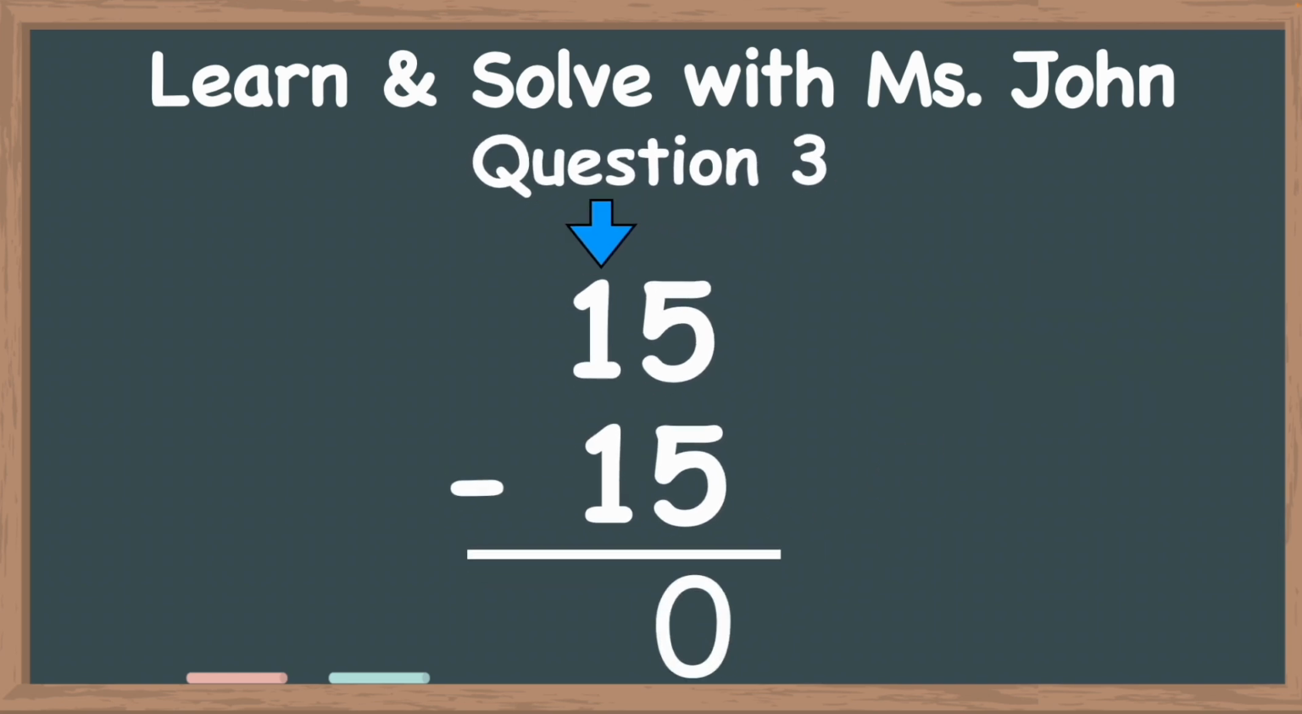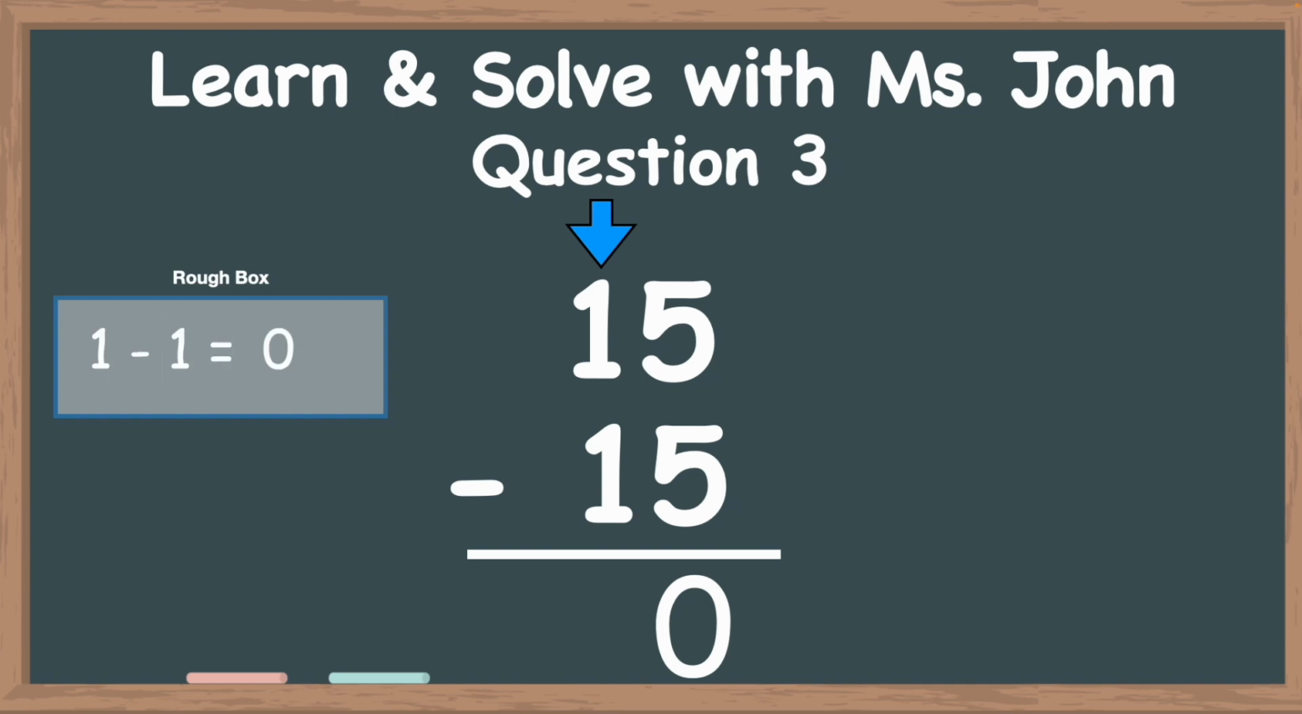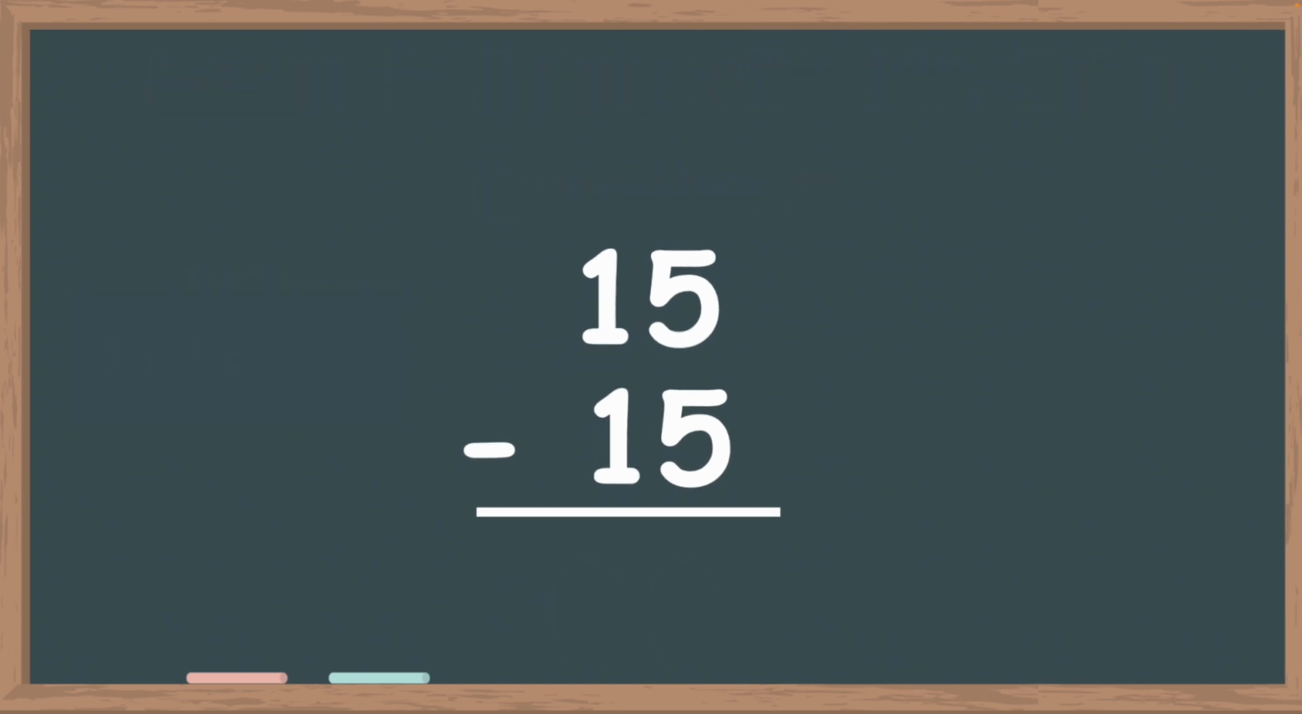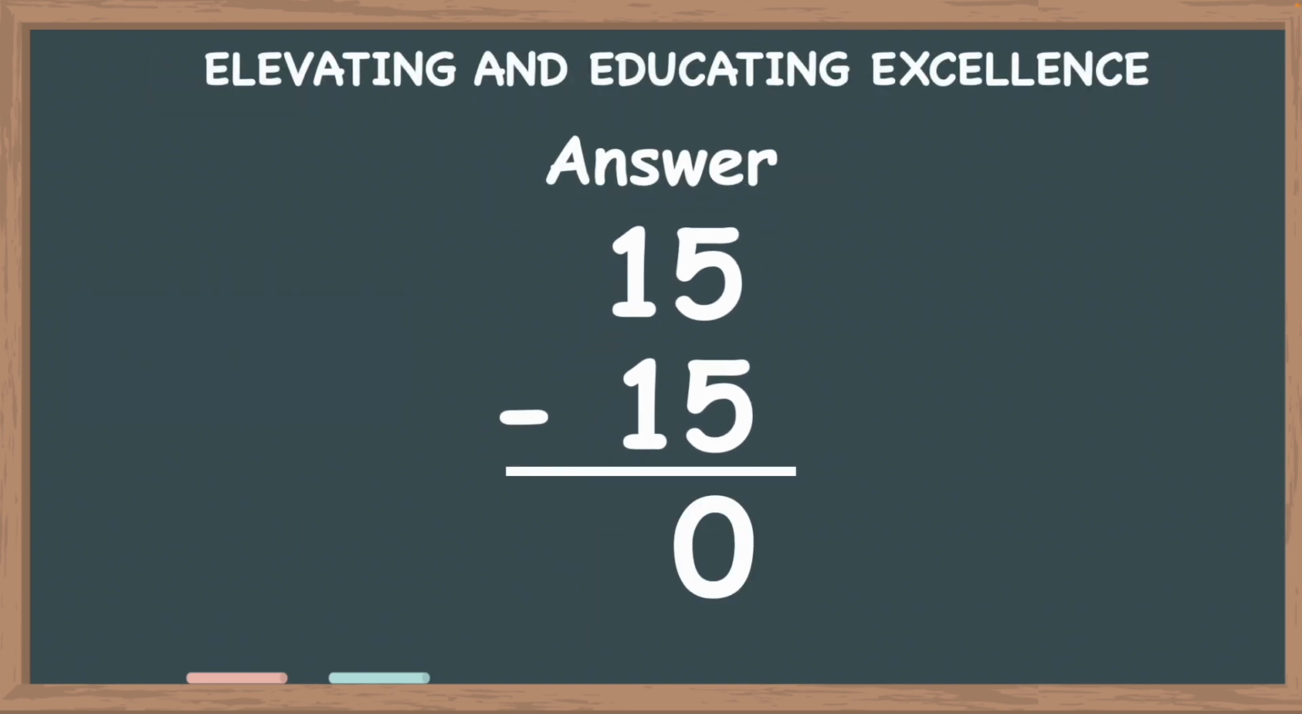Then we're going to draw another rough box to do 1 minus 1. So let's draw the rough box, and in this rough box, we're going to write 1 minus 1. 1 minus 1 equals 0. We're going to write the zero in the tens column of the answer section. So the final answer for 15 minus 15 equals 0. So again, 15 minus 15 equals 0.